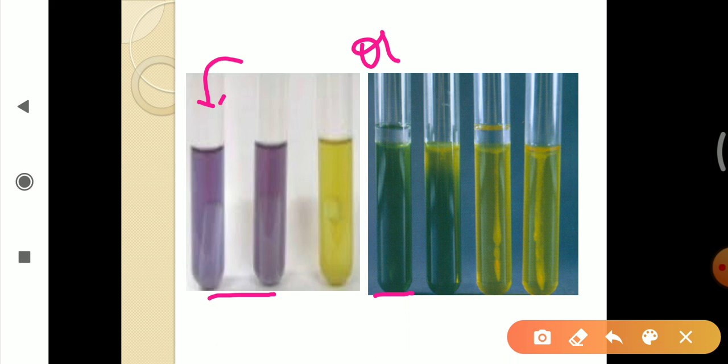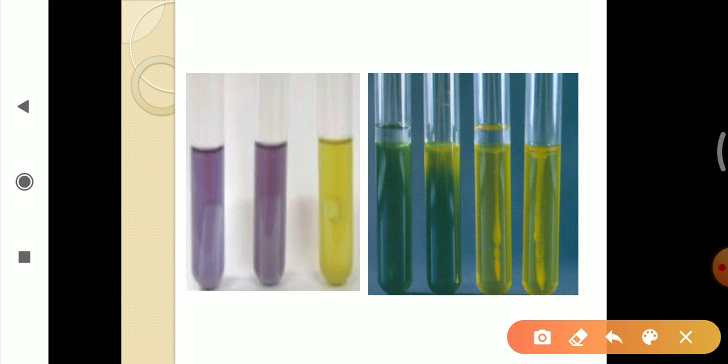In this tube there is already a Durham's vial present. We have already inserted the Durham's vial in this tube. First of all we will take this tube and add our water sample. After adding the water sample, we will put this tube into the incubator at 45 degrees Celsius for 24 hours. On the next day, we will observe the acid and gas formation.